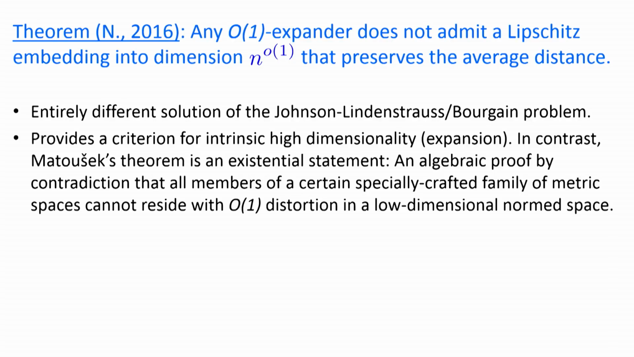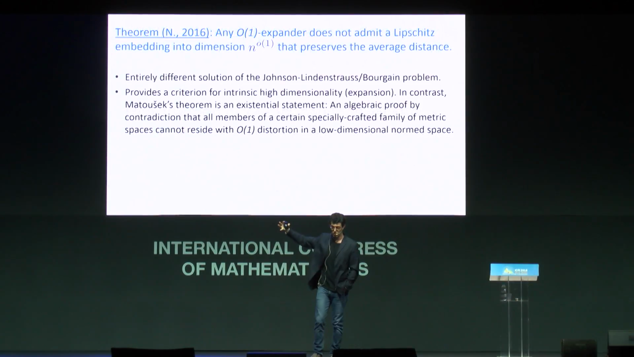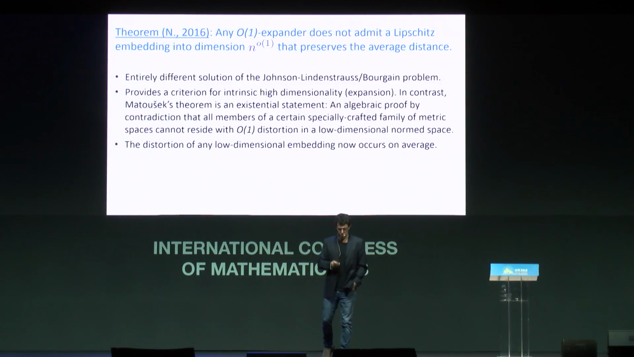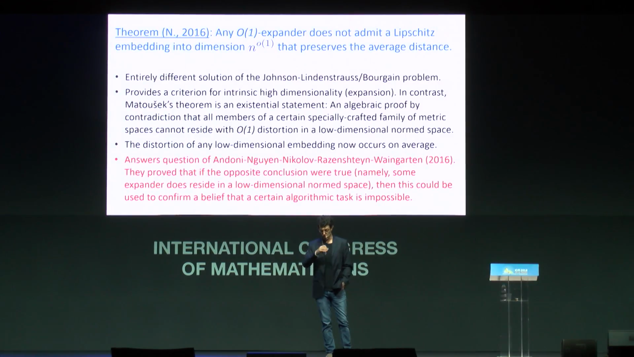What Matoušek did was he gave a very large family of metric spaces and he showed that for algebraic reasons, they cannot all lie in a low dimensional space. Here we have a criterion. I can give you an object and you can check, is it high dimensional or not? This is going to be important for us in a second, that the distortion is actually low dimensional. You cannot do it while preserving average distance.